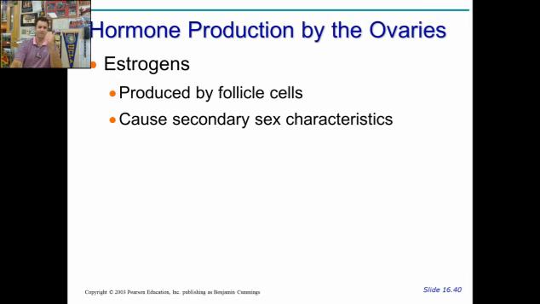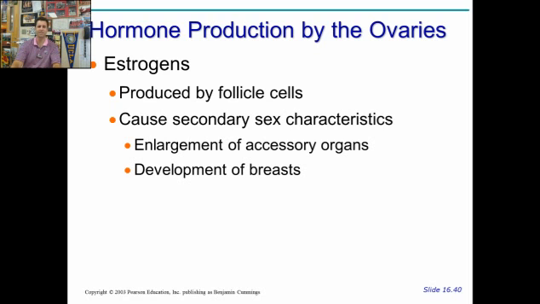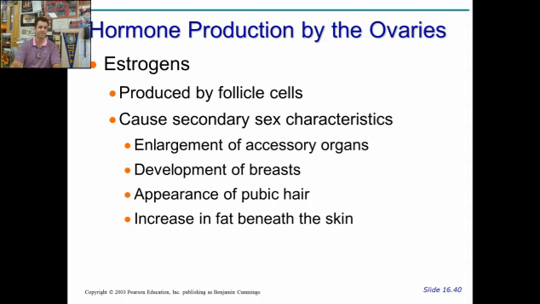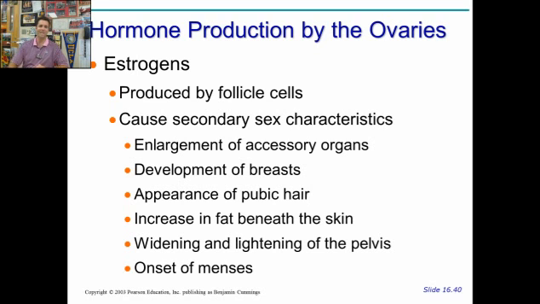Okay, so the ovaries, as we mentioned, produce estrogens. Specifically, the follicular cells help to produce estrogens, and they also cause secondary sex characteristics, which include enlargement of the accessory organs, development of breasts, the appearance of pubic hair on the top, that is normal, and an increase in fat beneath the skin. So women start to carry and get fatter as they go through puberty, largely tied to increasing levels of estrogen. Widening and lightening of the pelvis. Widening simply means the hips get wider, essentially.